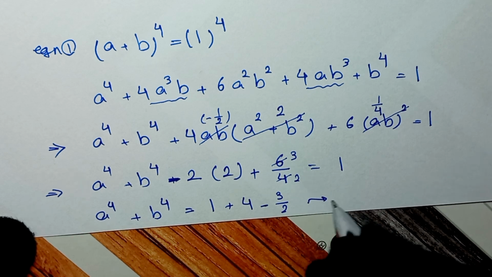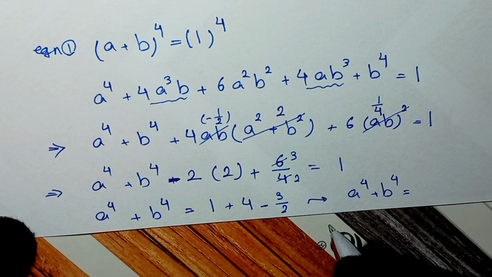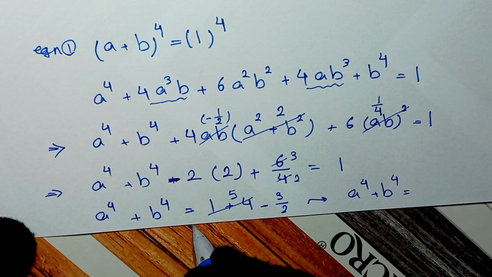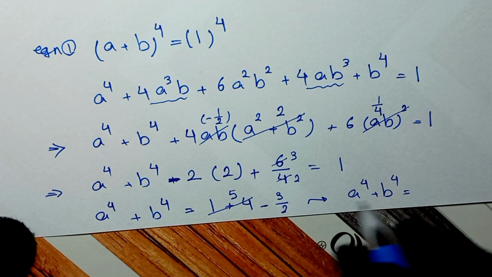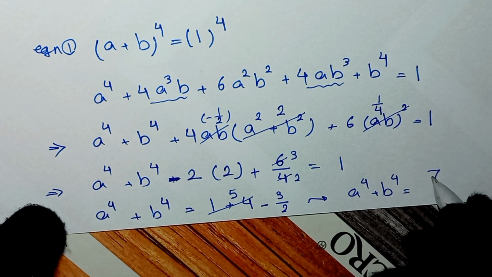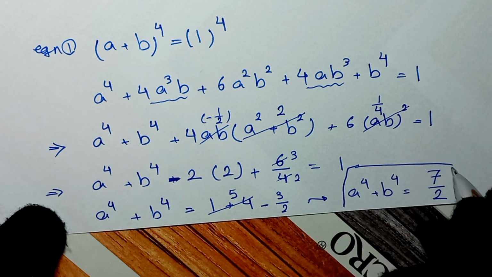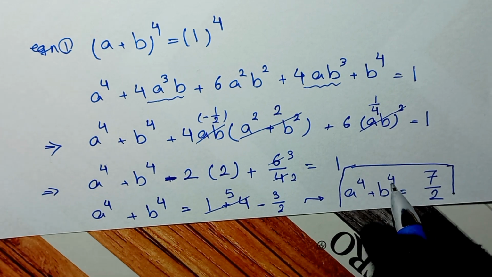From here, a to the power of 4 plus b to the power of 4 is equal to 1 plus 4, which is 5. We can write 5 as 10 over 2, so 10 over 2 minus 3 over 2 is 7 over 2. And this is our final answer for a to the power of 4 plus b to the power of 4.